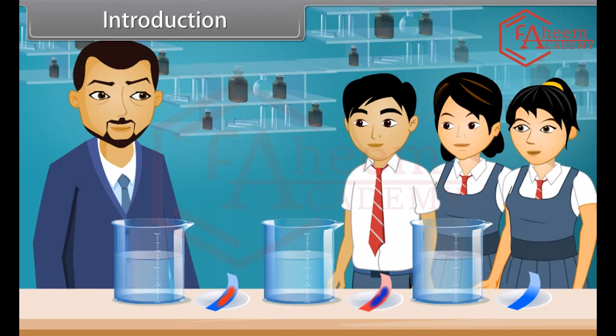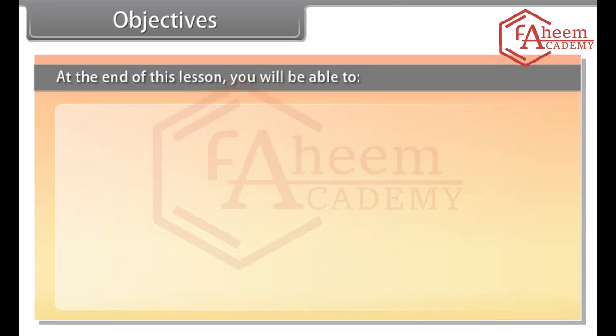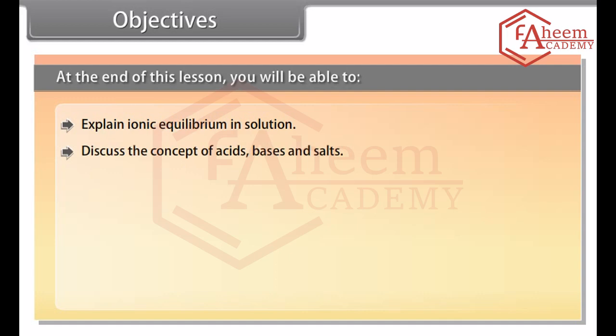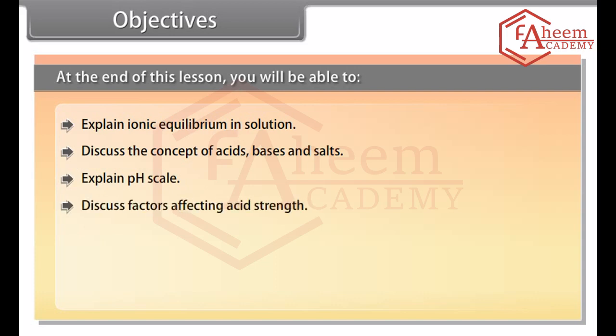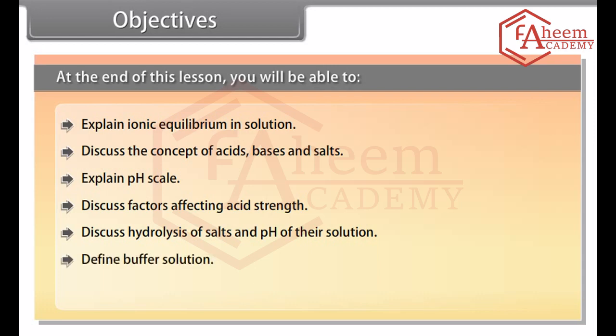In this lesson, you will study the physical and chemical equilibrium. Objectives. At the end of this lesson, you will be able to explain ionic equilibrium in solution, discuss the concept of acids, bases and salts, explain pH scale, discuss factors affecting acid strength, discuss hydrolysis of salts and pH of their solution. Define buffer solution. Define solubility product constant.